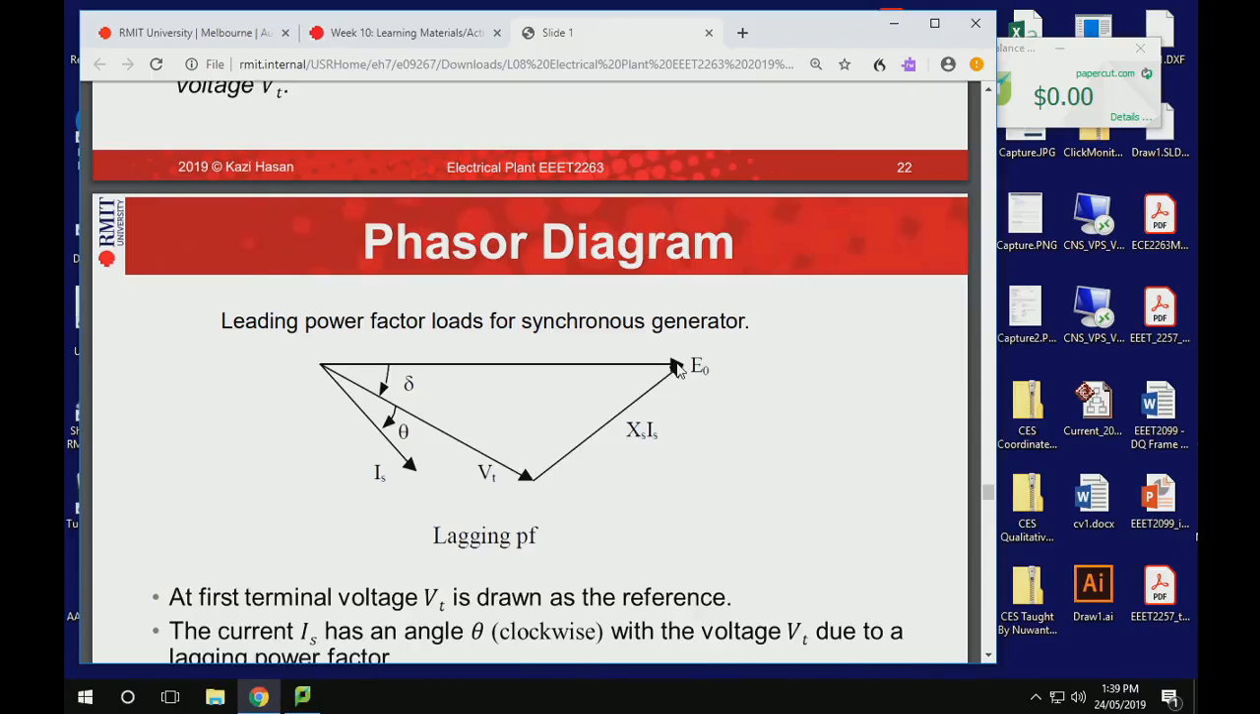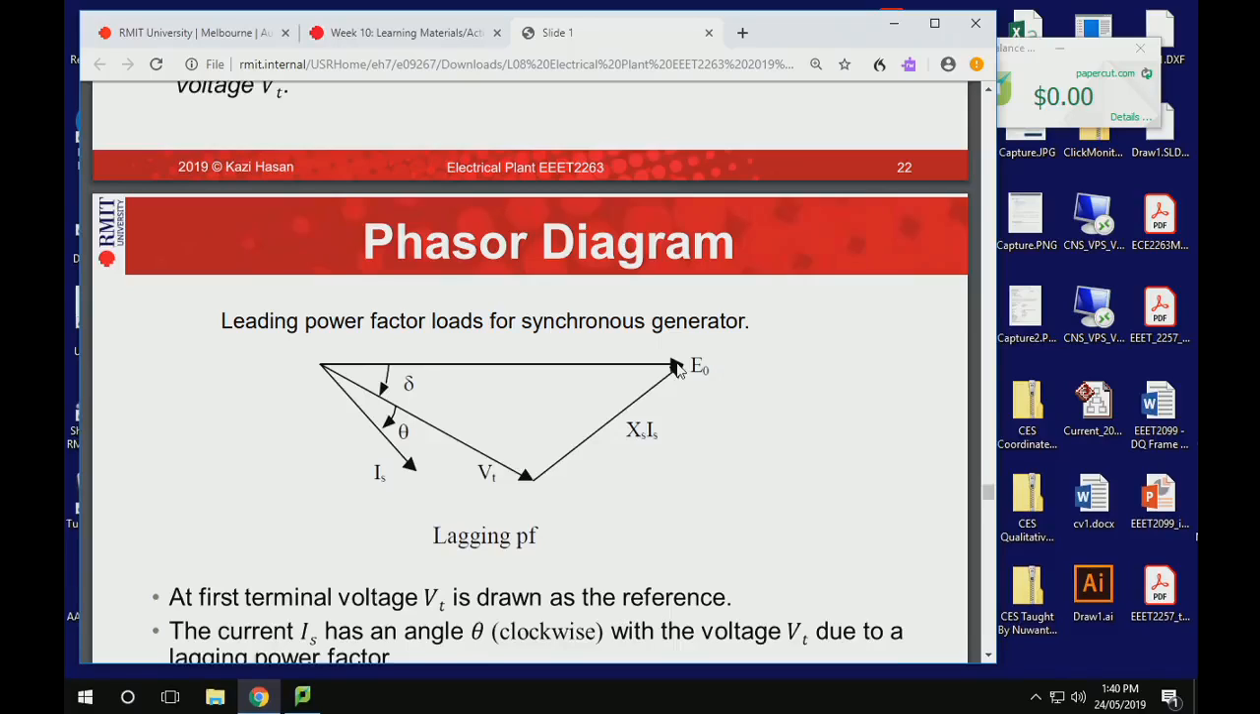So the angle between the terminal voltage and the excitation voltage is called the torque angle. That's the parameter we write as delta. And then you have the armature current. That armature current has a phase angle with respect to the terminal voltage. If you consider it as an AC source, that corresponds to the power factor, how much it lags or leads the terminal voltage of the synchronous generator.